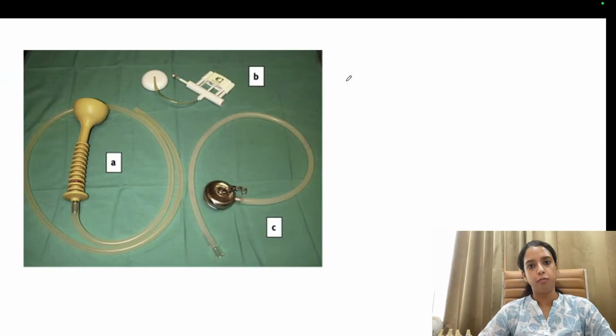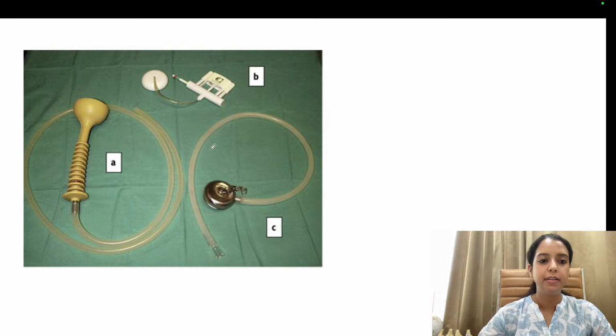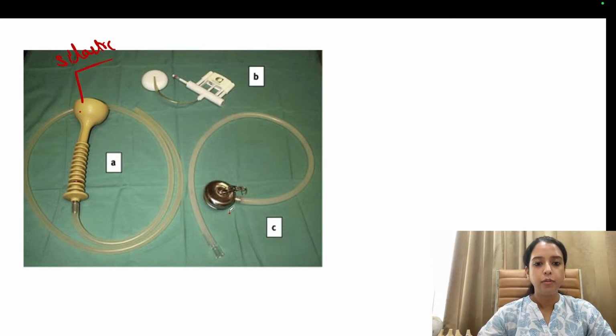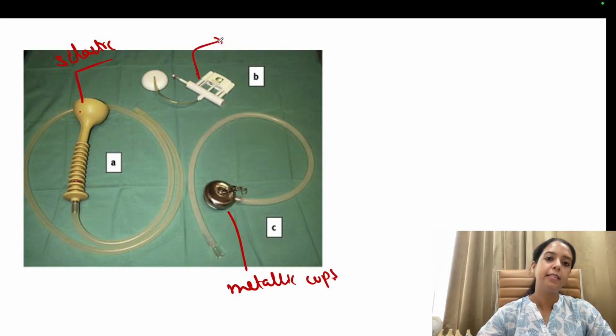Vacuums, types of vacuums. Another instrumental delivery is vacuum. There are three types of vacuum that come. One is the silastic vacuum, made of silastic cups. This one is the metallic cup vacuum. Good. Metallic cups. And can you see this one? This one is the Kiwi cup.